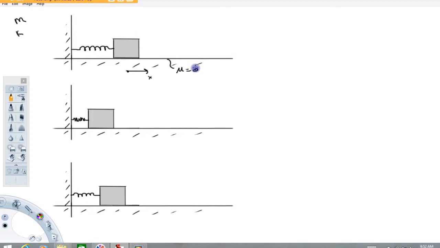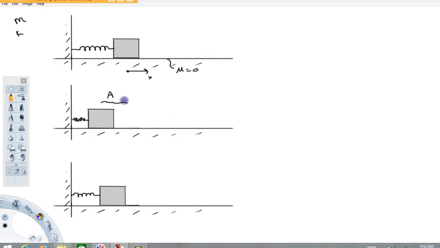So imagine now that this object is displaced an amount to the left that I am going to call A, and it's released. What's going to happen is this object is going to be pushed by this spring, and it's going to accelerate to the right. It's going to end up over here somewhere.